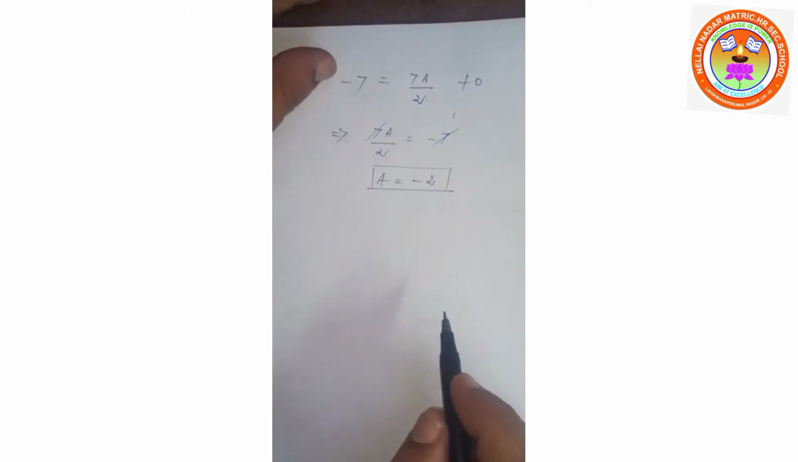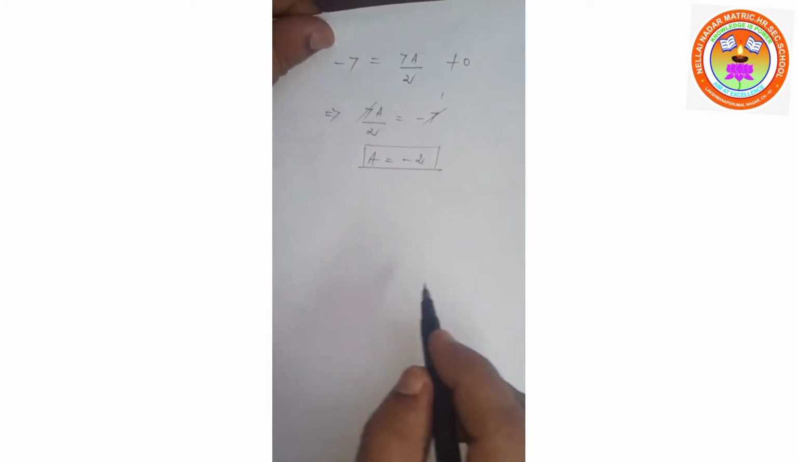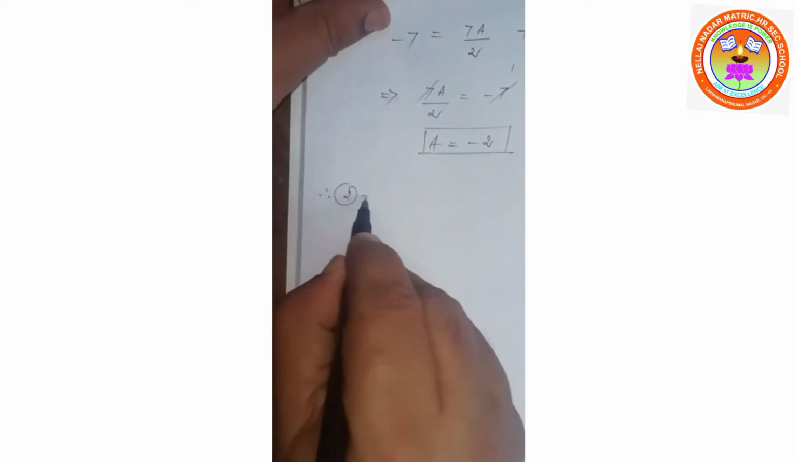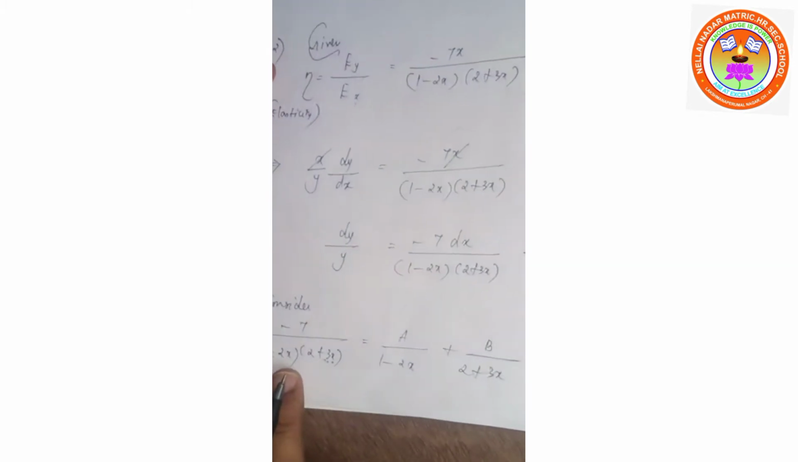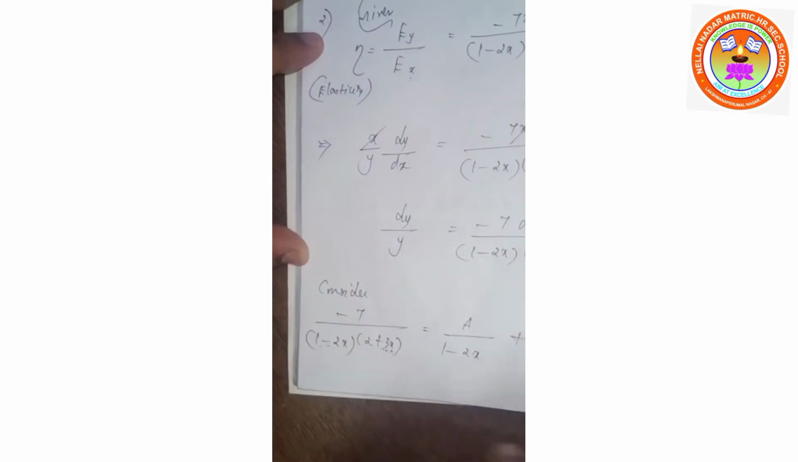Now we got the values of a and b. Now substitute the values of a and b in equation number 2. Therefore equation number 2 implies, in the second equation, what is in the left hand side? Minus 7 divided by (1 minus 2x) into (2 plus 3x).